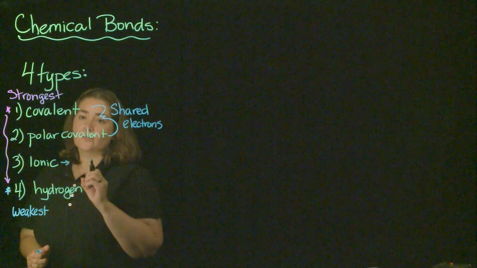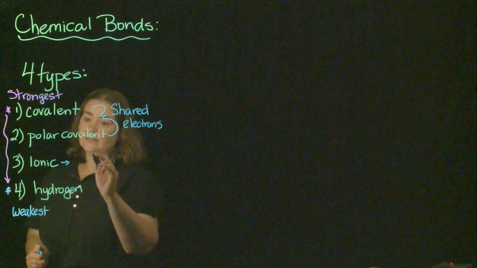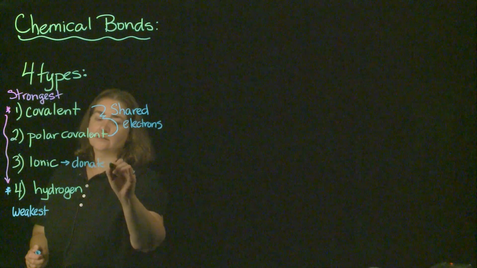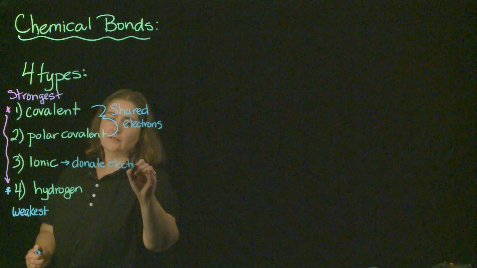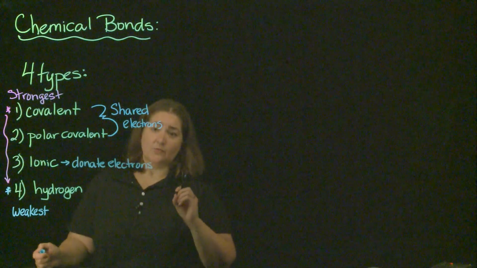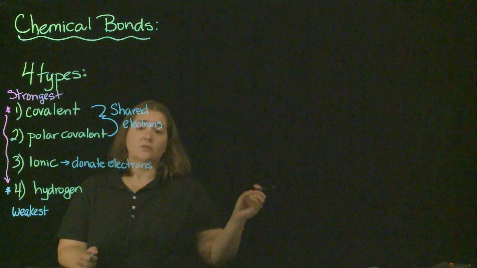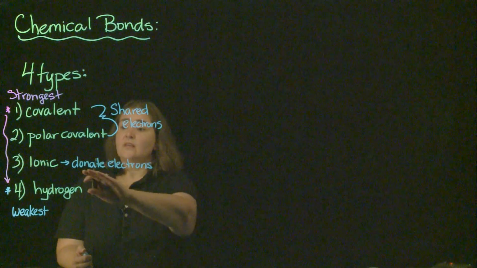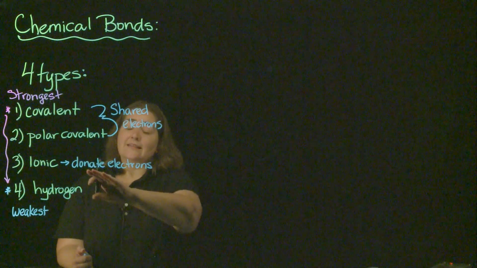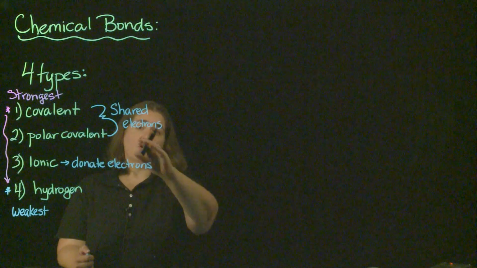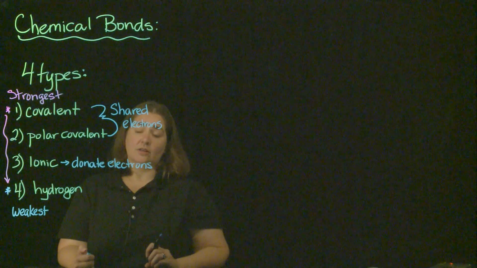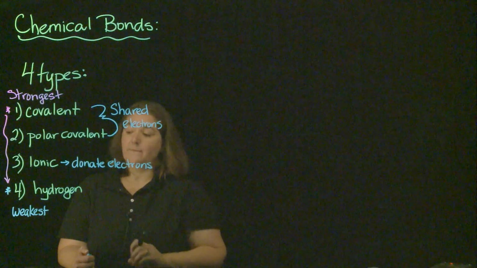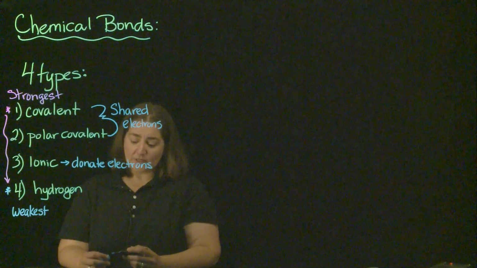Our ionic bonds, remember from last class, are going to totally donate electrons, like with sodium and chloride. Okay, the sodium totally donates the electron to the chloride atom. Okay, so in terms of that, the ionic bond isn't quite as strong as a shared electron would be. So it's not as strong as covalent and polar covalent. Okay, hydrogen bonds are our weakest bond.